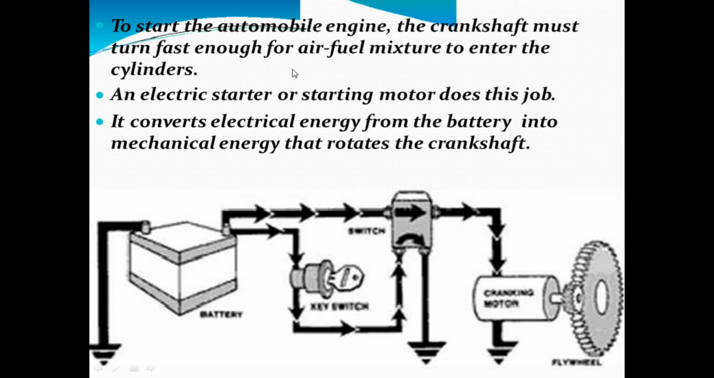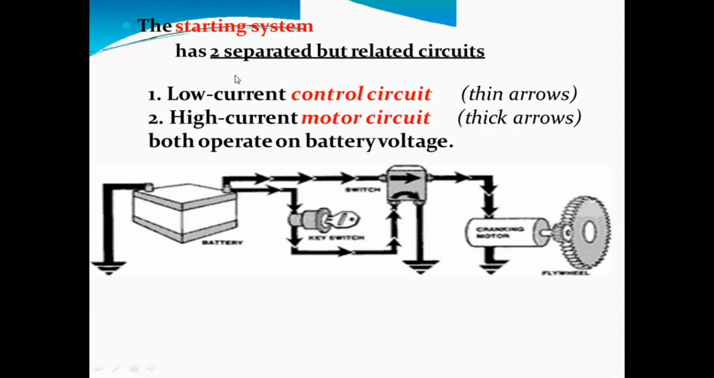So that the air-fuel mixture can enter the cylinder. The electric starter or starter motor does this job. It converts the electrical form of energy from the battery into the mechanical energy that rotates the crankshaft. The starting system has two separate but related circuits, that is, a low-current control circuit and a high-current motor circuit. Both operate on the battery only.